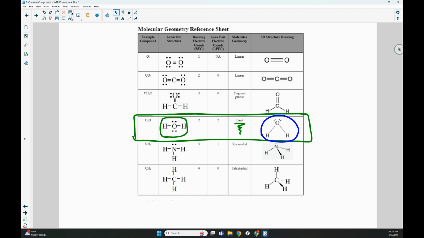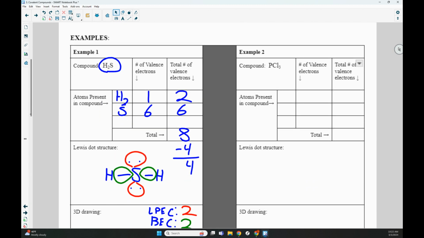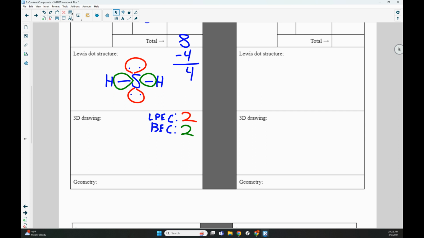So now I'm going to go back and I'm going to make my drawing look like water, but I'm going to substitute those other atoms in for it. So sulfur is going to go in the middle where oxygen was in the water molecule. And then I'm going to put these 2 hydrogens down here. There's the bent part of the molecule.